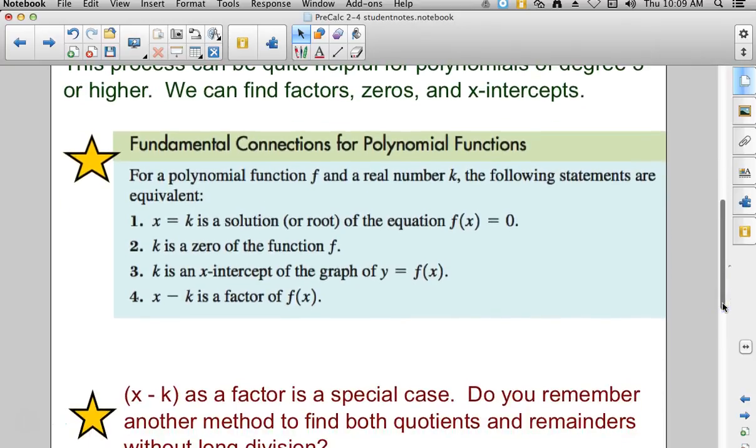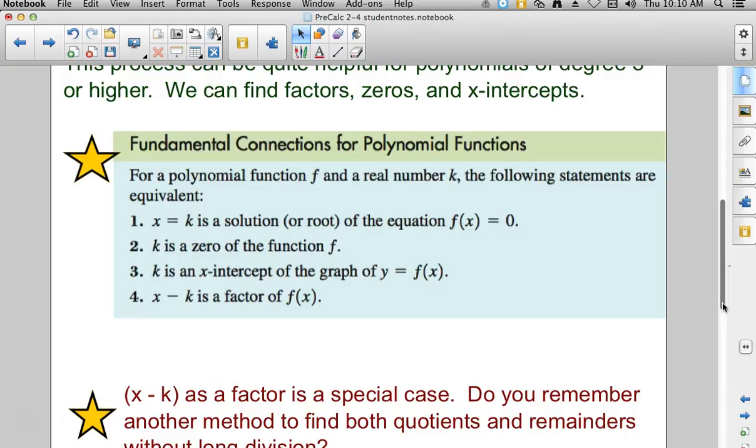We have a lot of different names to talk about those zeros because it depends on what you're talking about. What's the topic? Are you talking about the graph? Then you want to call them x-intercepts. Are you trying to find an answer to a word problem? Then it's a solution. So x equals k is a solution, could also be called a root depending on the problem you're working on. It is a zero, it is an x-intercept of the graph, and that makes x minus k one of your factors.